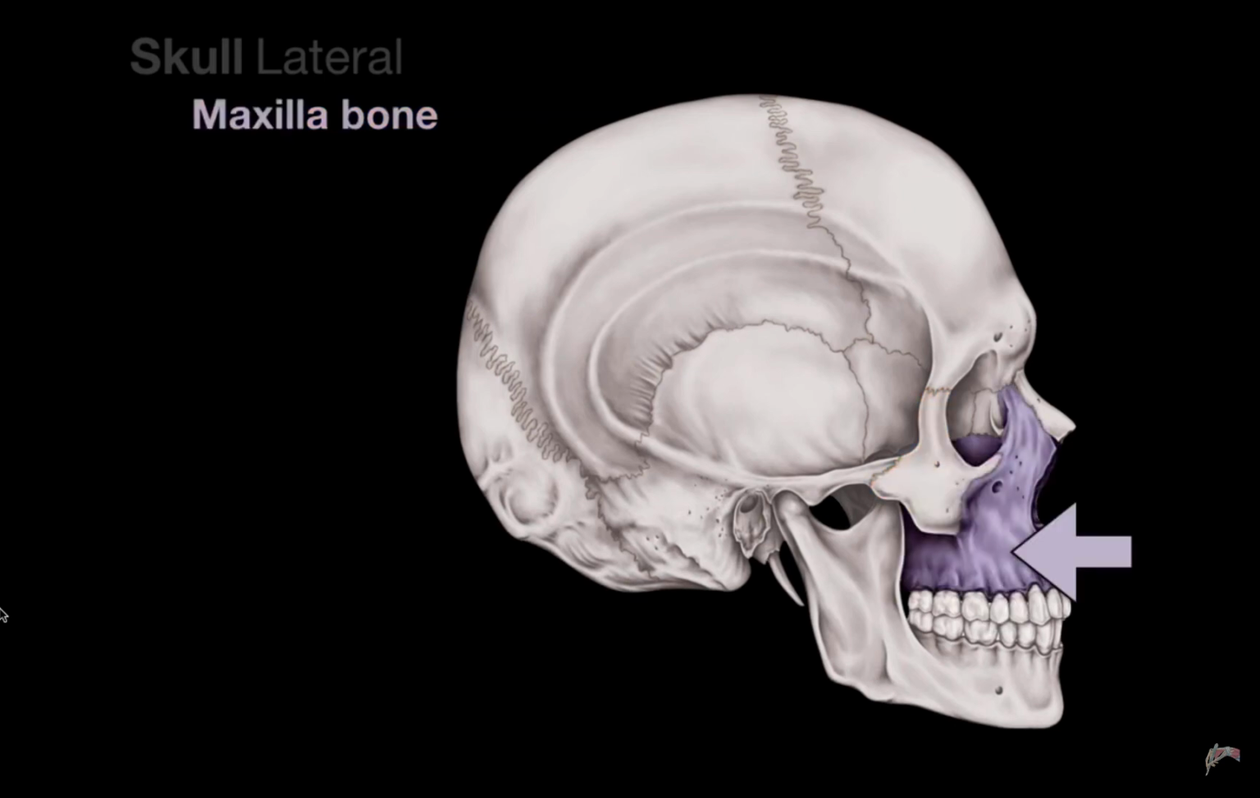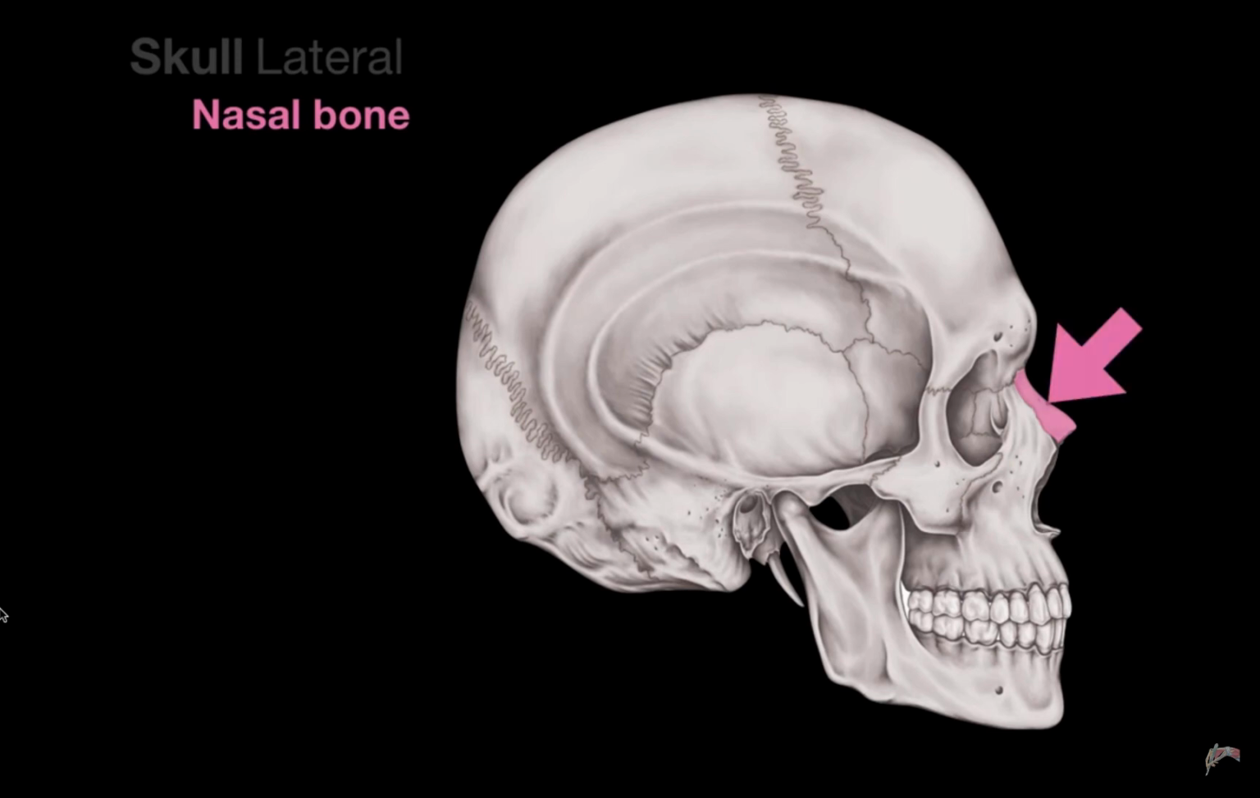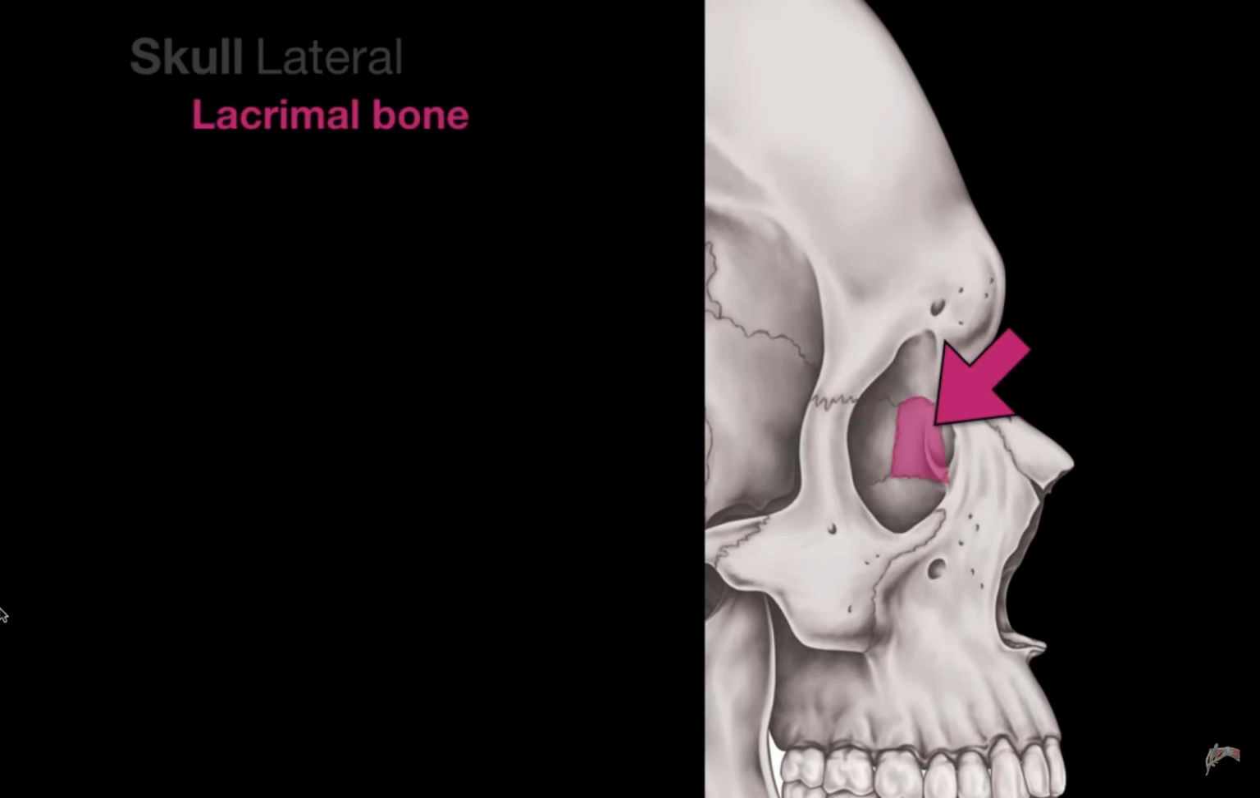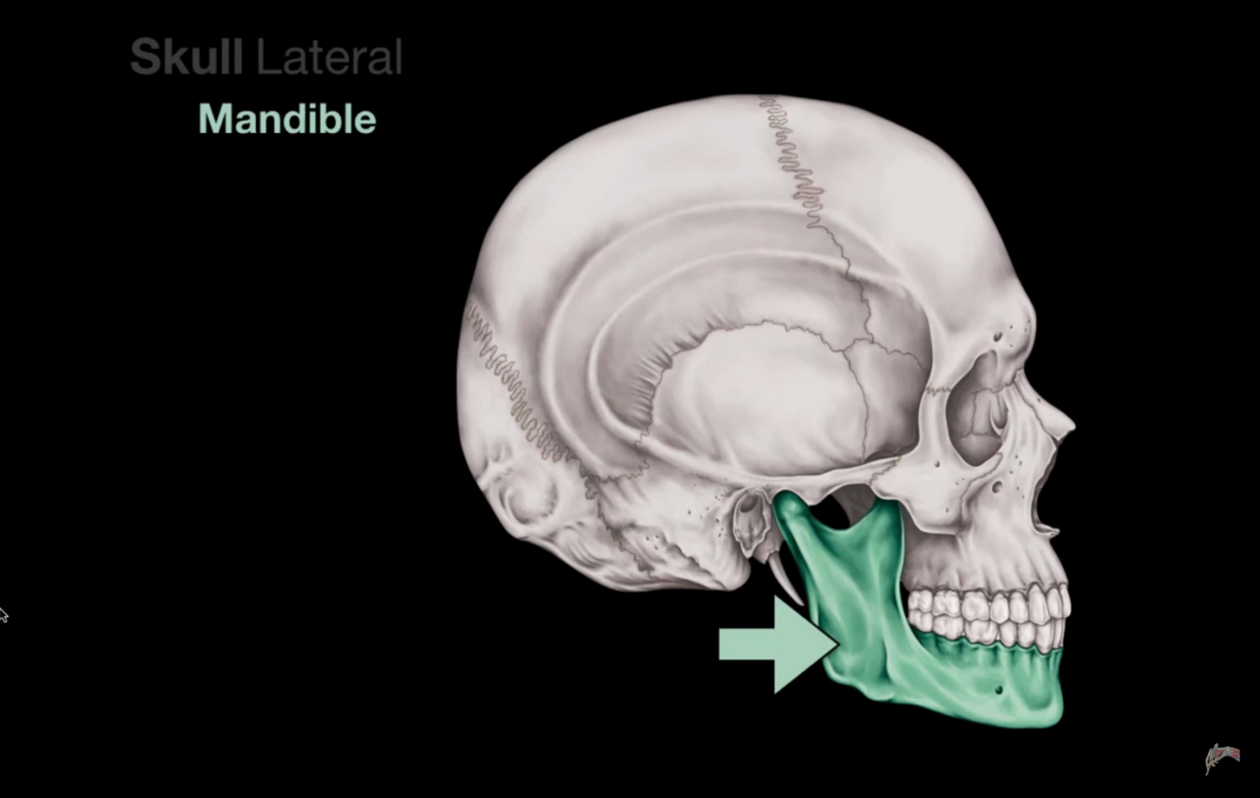And then here's our maxilla, which is the bone of the upper jaw. And then the nasal bone, which is at the bridge of the nose. And then there's our lacrimal bone, which is right inside the medial wall of the orbit. It gets its name because it's part of the nasolacrimal duct, and lacrimation means to tear. That's where you're draining the tears. And then there's our mandible.